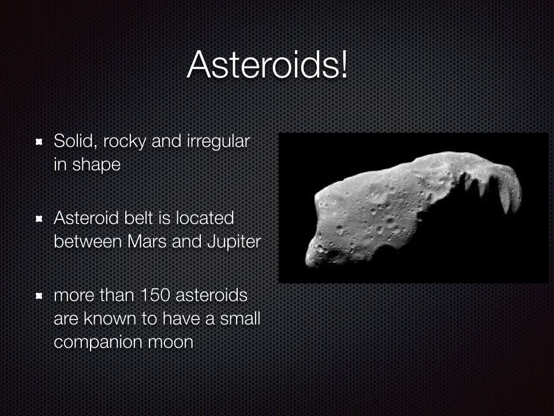Asteroids are rocky, airless worlds that orbit around our sun, but they are too small to be called a planet. There are tens of thousands of these minor planets that are gathered in the main asteroid belt. The asteroid belt is a vast donut-shaped ring between the orbits of Mars and Jupiter. The asteroid belt, as we know, separates the inner and outer planets. Asteroids that pass close to Earth are called near-Earth objects. More than 150 asteroids in our solar system are known to have small companion moons.